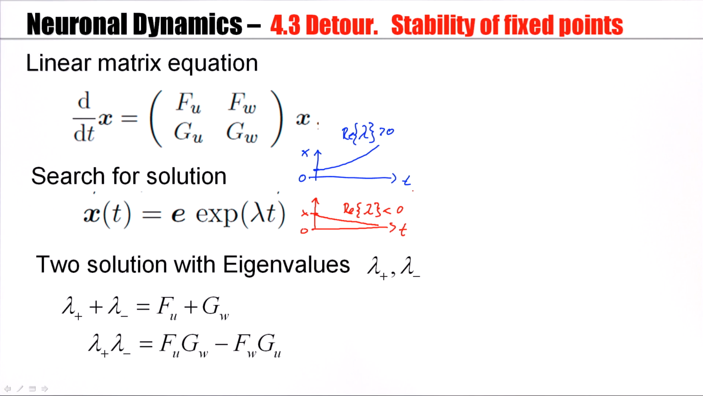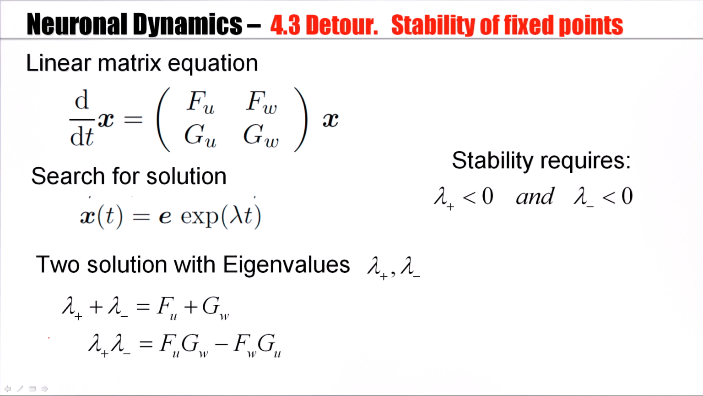So this is a matrix equation. Since we started with two differential equations, we are in 2 dimensions. This is a 2-dimensional matrix, and I have 2 solutions. And they are characterized by eigenvalues lambda plus and lambda minus. And if you search for this solution and you plug it into this equation, you find that the eigenvalues are related to these derivatives arising from the Taylor expansion. And we can sum this up in 2 conditions, condition A and B.